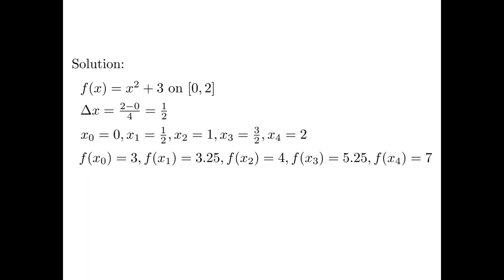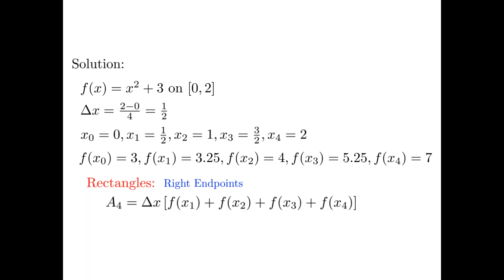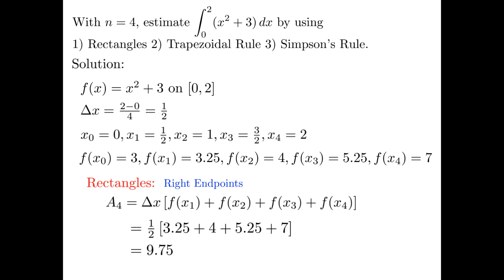Let's try right endpoints. So this time, instead of starting at x equals 0, because that's the first left endpoint, I'm doing this with right endpoints. The first right endpoint would give 3 1/4. And then we use 4, 5 1/4, and 7. Multiply all those by half, and this total comes out to be 9 3/4. So this is a bigger estimate.